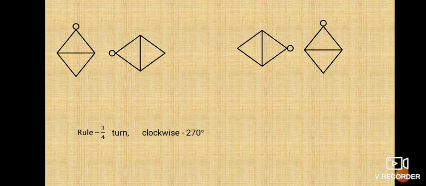Now next, here is another similar kind of example. This time you observe the round ball over that kite. In the first figure the round ball is at the top position. Then after taking a turn of 270 degrees, this time it is not 90, it is not 180, it is 270 degrees. So clockwise 270 degrees it has moved, and the rule is 3/4 turn. Now 1/4 turn is over, then 1/2 turn is over, then 3/4 turn. So this time it has moved 3/4.